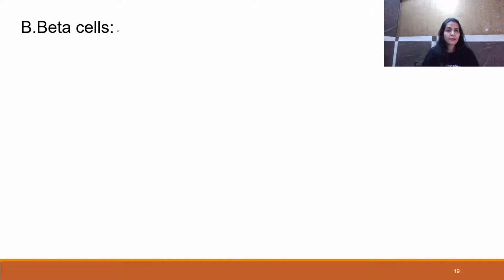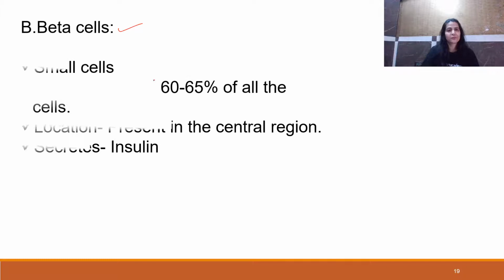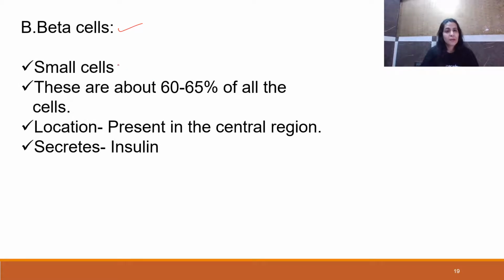Okay. The next cell, alpha is done, so naturally beta should come. So the next cells of islets of Langerhans are beta cells. Now, they are comparatively smaller than alpha cells. Since they are small, they are present in more numbers, 60 to 65%. And what's their location? They occupy a central location and they produce the hormone insulin.